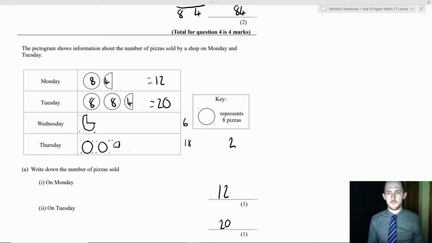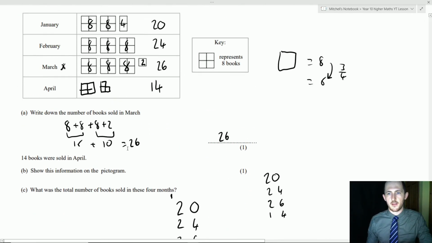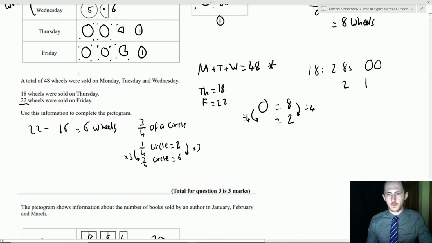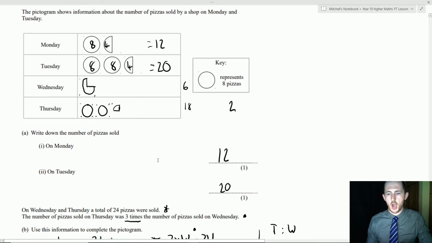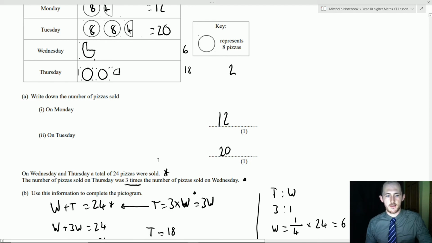That's it. Okay. So again, this is as tricky as pictograms get. So not the last question. This question here and this question are as hard as it gets. Okay. So it's a bit of problem solving, a bit of applying that logic and brain power that you have.